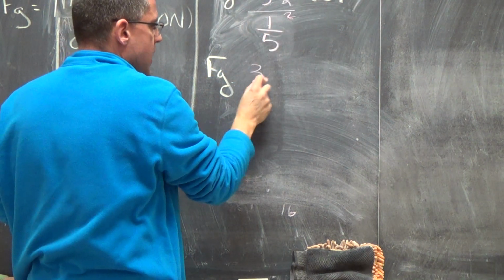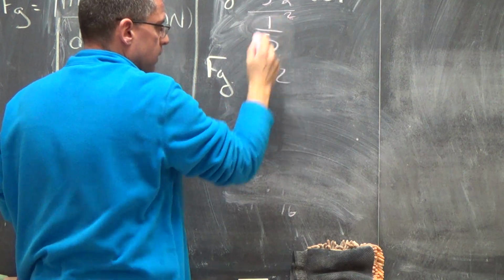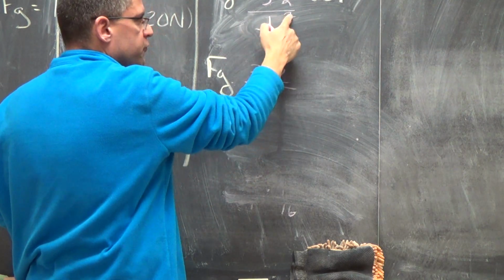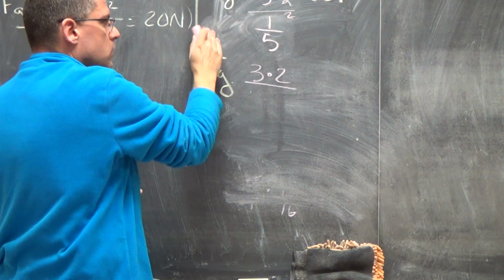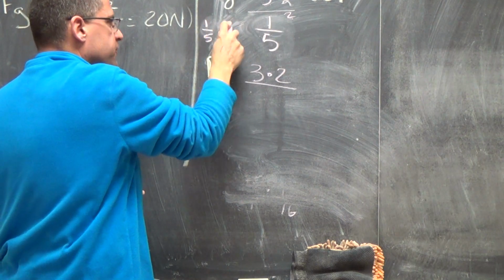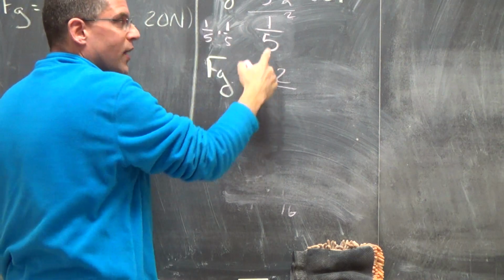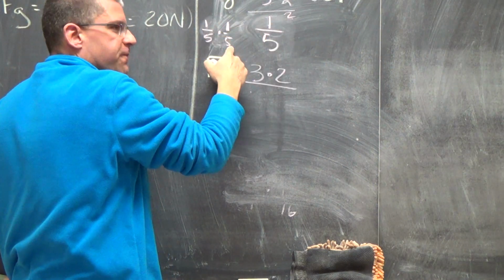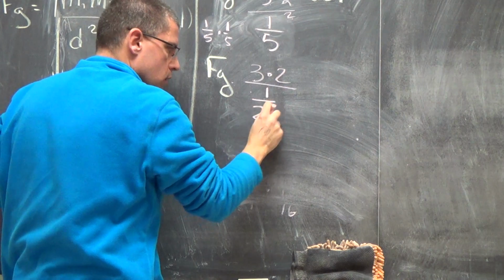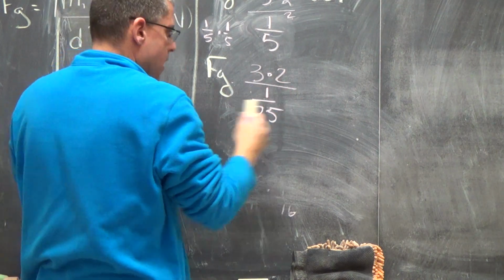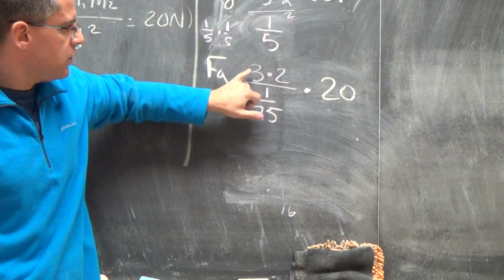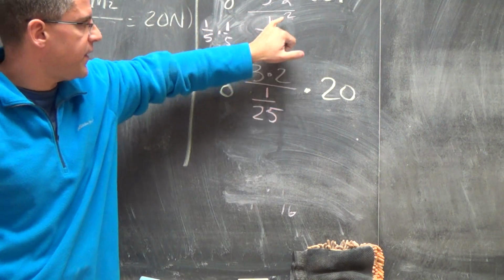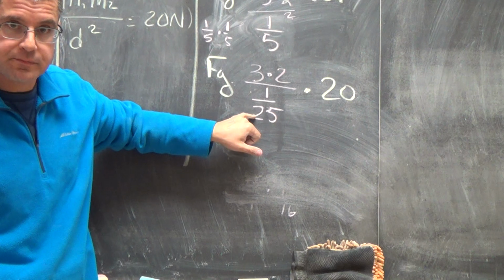So we're going to go 3 times 2. Keep this guy here. What's 1/5 squared? It's the same as 1/5 times 1/5. I'm writing it small, I'll write it bigger in case you can't see it. What's that? 1/25. Times our original factor of 20. So now this is still there, but we did the exponent first.